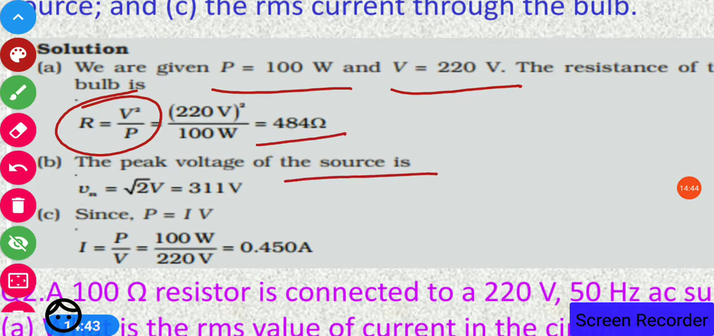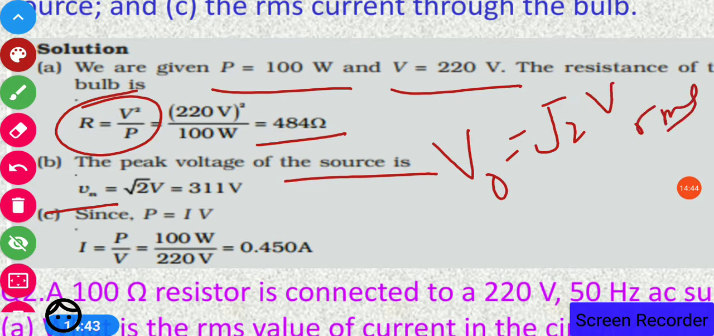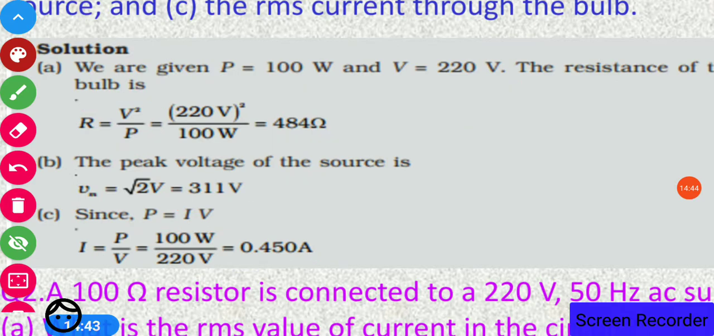Now the peak voltage of the source, that is V naught. Between V naught and V RMS, we have just seen the relation. So the peak voltage is equal to root 2 times V RMS. Now V effective value is given, 220 volt, and root 2, when you simplify it you will get the result 311 volt. And again P is equal to I cross V. So from here I effective is equal to P upon V, and that is equal to 0.450 ampere.